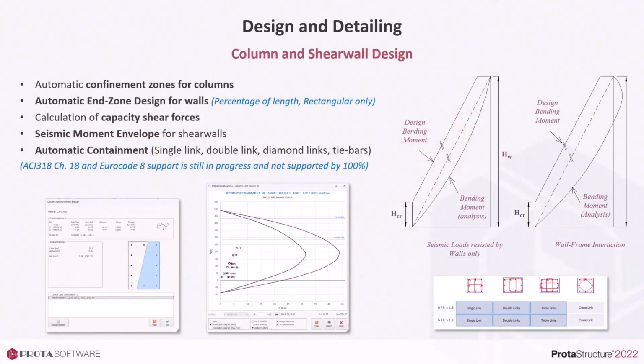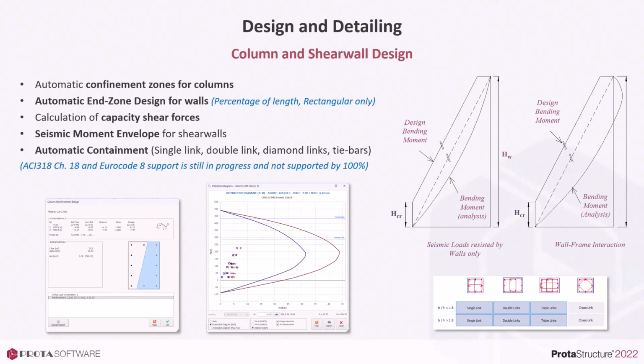Similar to beams, ProtaStructure will design the column and shear wall reinforcement for all combinations, including the seismic loads. For the ductile design and detailing of columns and shear walls, minimum reinforcement ratios and constructive rules are applied, confinement zone lengths are automatically determined, and links are designed in span and support using capacity shear forces. End zones are automatically calculated by a percentage of length.